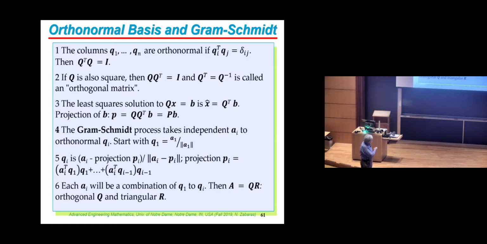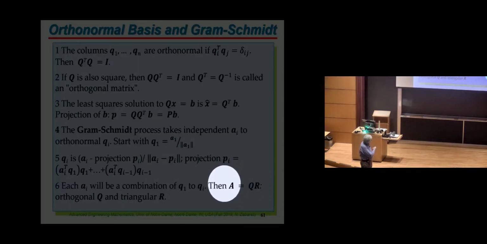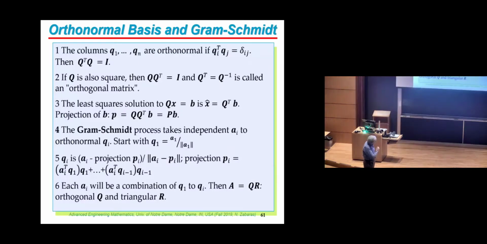Here, I take A that has some arbitrary but independent columns, and I transform it to orthonormal columns Q, and then I can tell you there is going to be another matrix R there, and the question is, what is that matrix R? And here is the key idea.